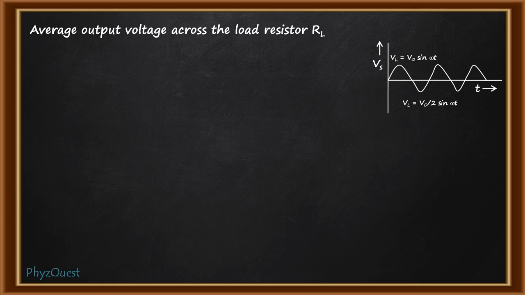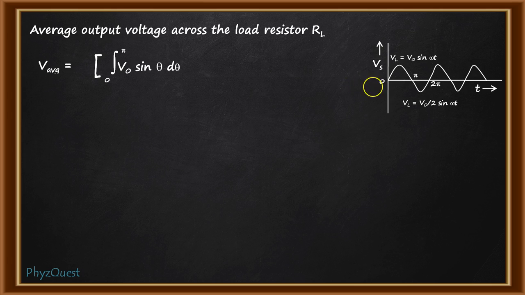Now here, instead of omega t, if we choose omega t is equal to theta, the positive half cycle will be from 0 to pi and the negative half cycle will be from pi to 2 pi. So this whole time period will be a duration of 2 pi. So we can calculate the average voltage as V average is equal to, first of all, for the positive half cycle, integration from 0 to pi of V naught sine theta d theta. In place of omega t, I have used theta.